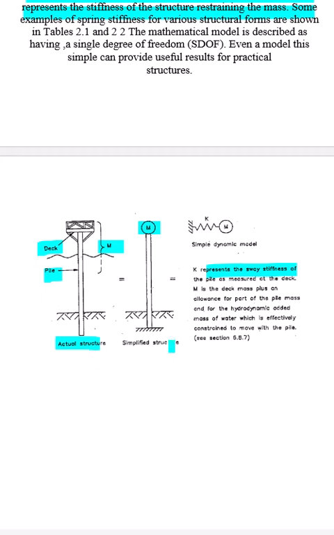This is the actual structure. This is the simplified structure. This is the simple dynamic model. Stiffness, mass.